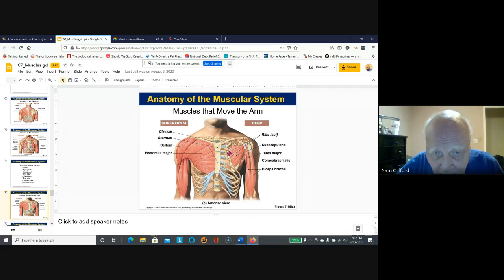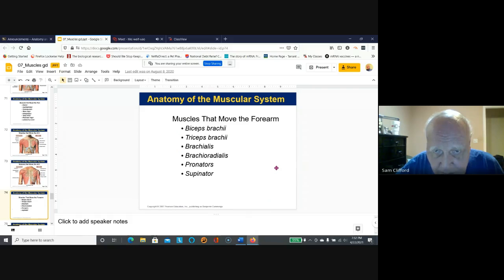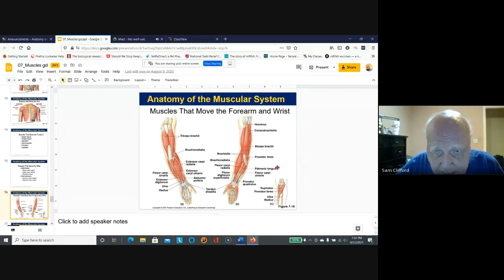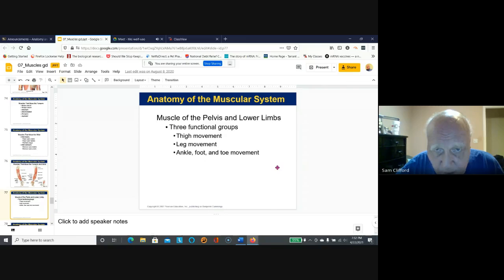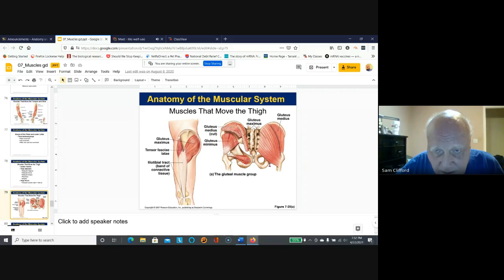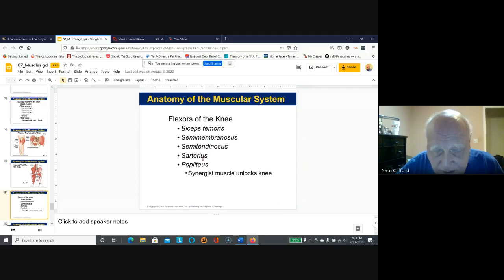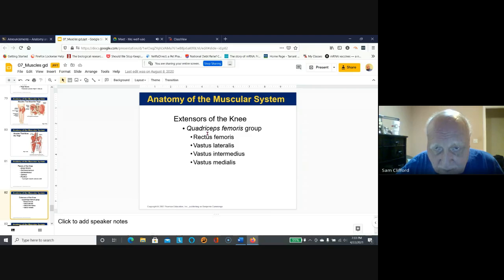Okay. We're not going to worry about these muscles, maybe only the biceps and the triceps. So just in general, know the biceps and the triceps. We're not going to worry about the forearm. We will worry about the lower limbs. So, as I said, we're going to really concentrate on the muscles of the thigh. And that's coming up, right? So we'll really focus on these muscles right here.